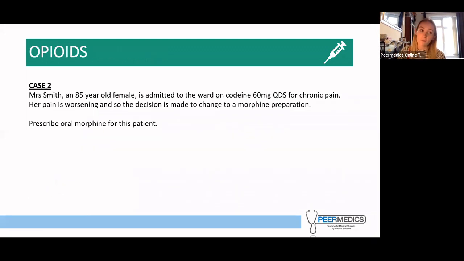So case 2, Mrs. Smith is an 85-year-old female. She's been admitted to the ward on codeine, 60 milligrams QDS for chronic pain. Her pain is worsening and the decision is made to change to a morphine preparation. Prescribe oral morphine for this patient. So again, I'll give you a couple of minutes to give that a go, and someone let me know when you're ready.